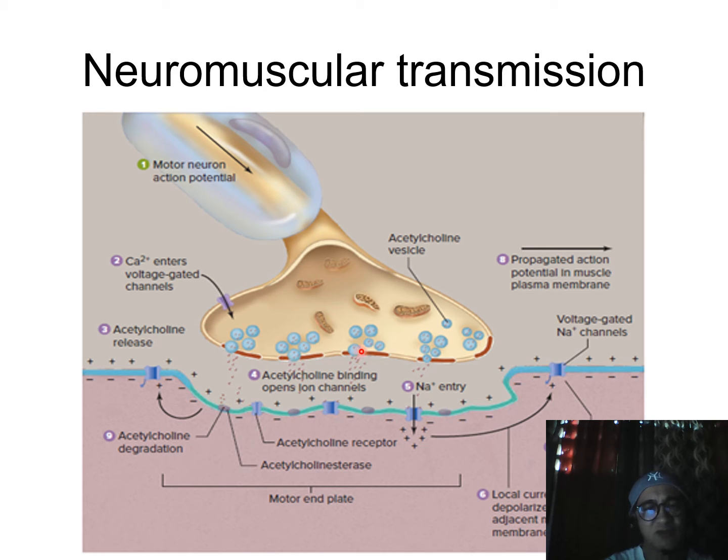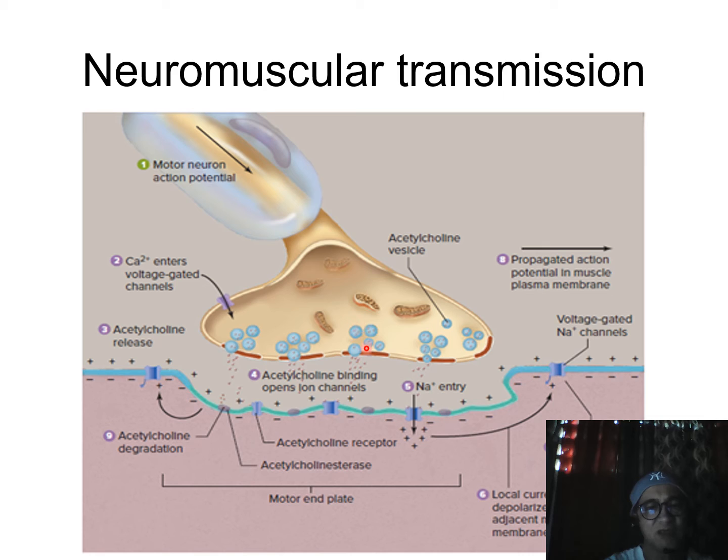voltage-gated calcium ion channels to open at the membrane of the axon terminal. The opening of the ion channels for calcium causes extracellular calcium to diffuse into the axon terminal. And the influx of calcium induces synaptic vesicles containing acetylcholine to bind with the membrane of the axon terminal.